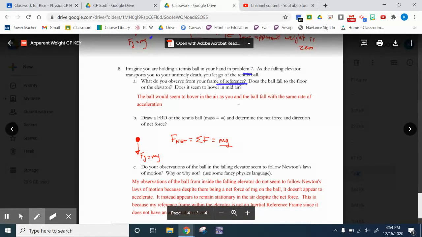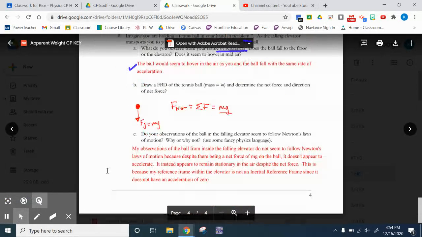The ball would seem to hover in the air as you fall, because the ball, the elevator, you're all accelerating downwards in free fall at the same rate. So relative to you, the ball doesn't move. So it would appear to hover, which violates Newton's laws because, of course, there is a net force down on the ball. But the problem here is your reference frame is not an inertial reference frame. Your reference frame is accelerating, so the ball does not appear to conform to Newton's laws of motion. It seems not to fall, even though it has a net force on it equal to its weight.